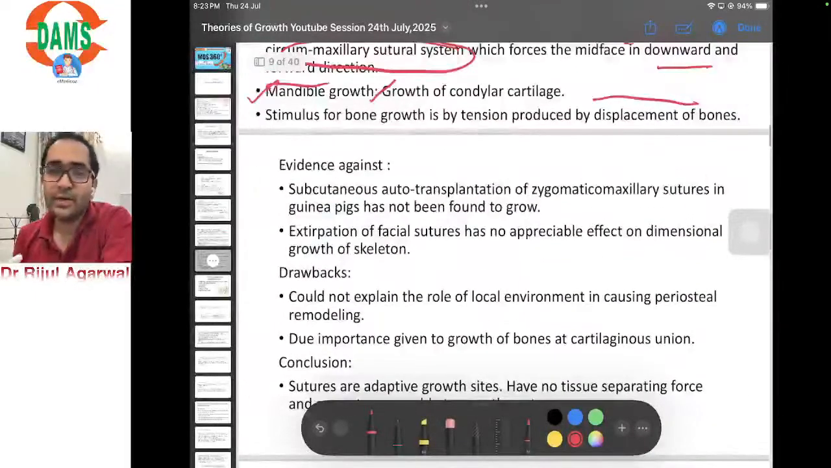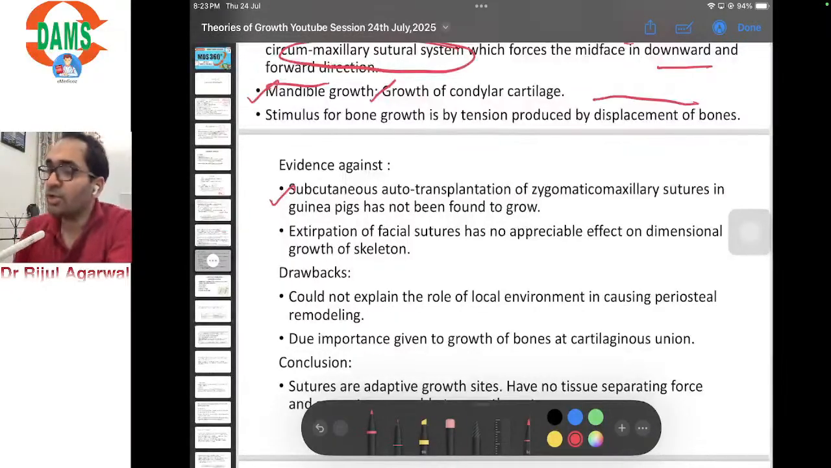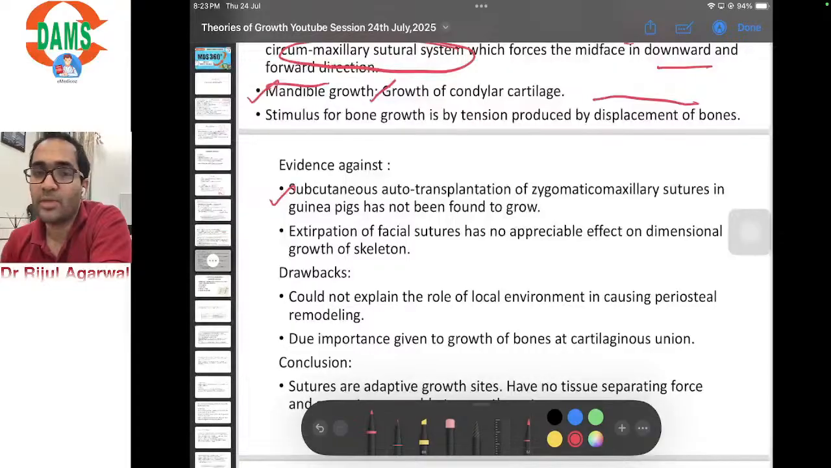So as I said, there is certain evidence against this theory. What was this evidence? If the growth is occurring through the suture, and the sutures act like a growth center, then when you take these growth centers or sutures from one place to another, technically since they are under their own genetic regulation and not held by the surrounding, they should continue to grow. But it was found that when subcutaneous autotransplantation of the zygomatico-maxillary suture was done, it was not found to grow.